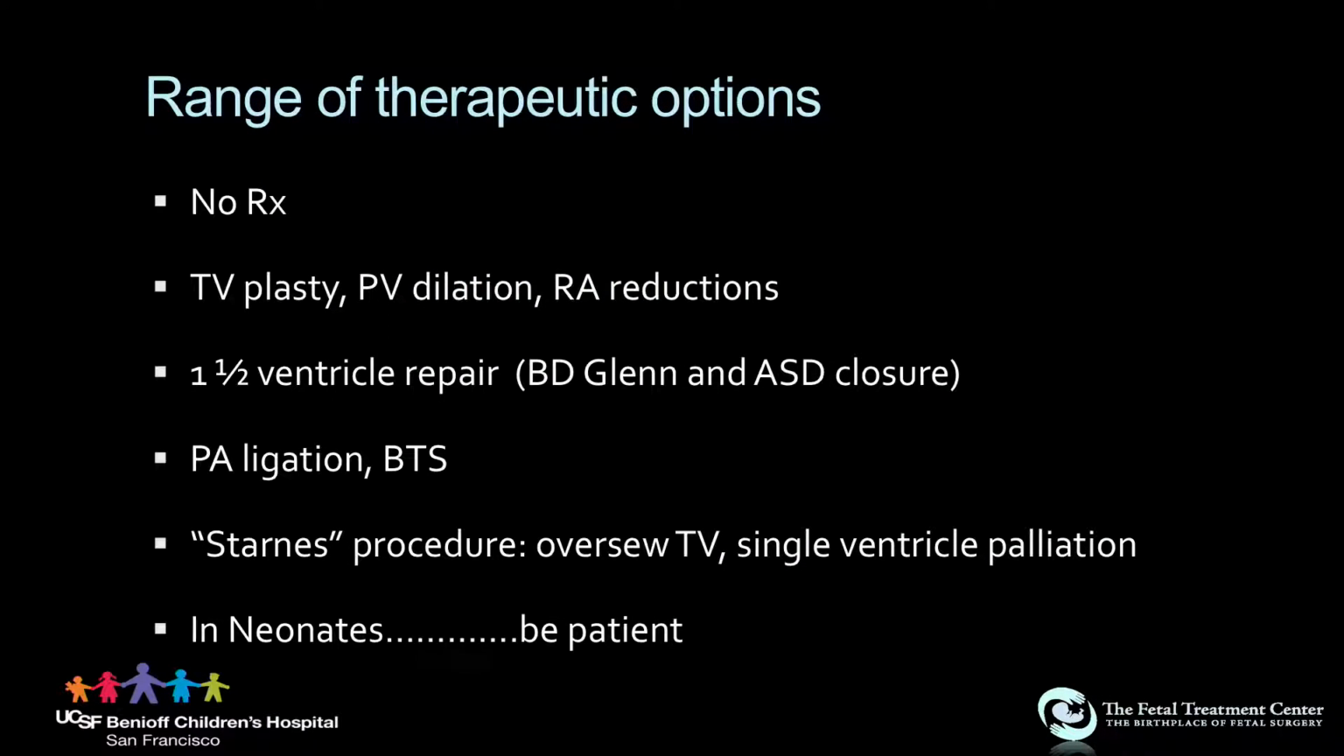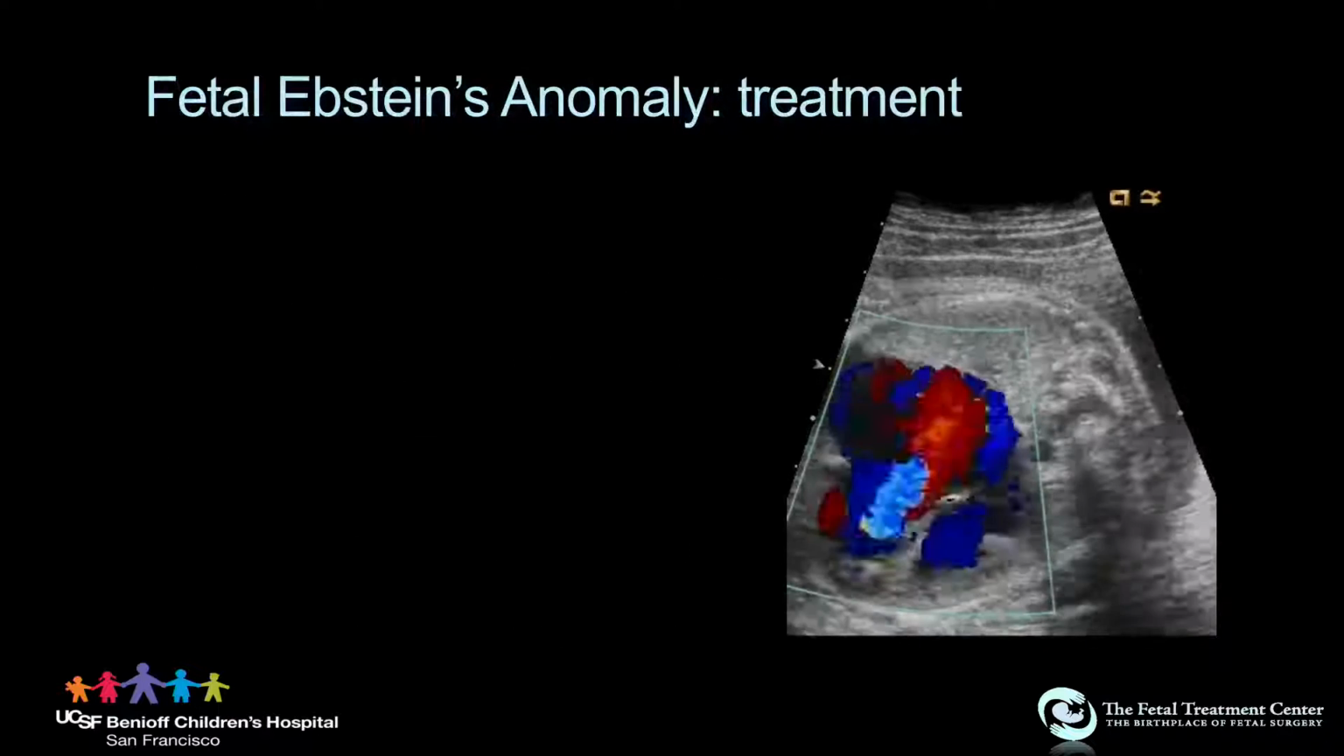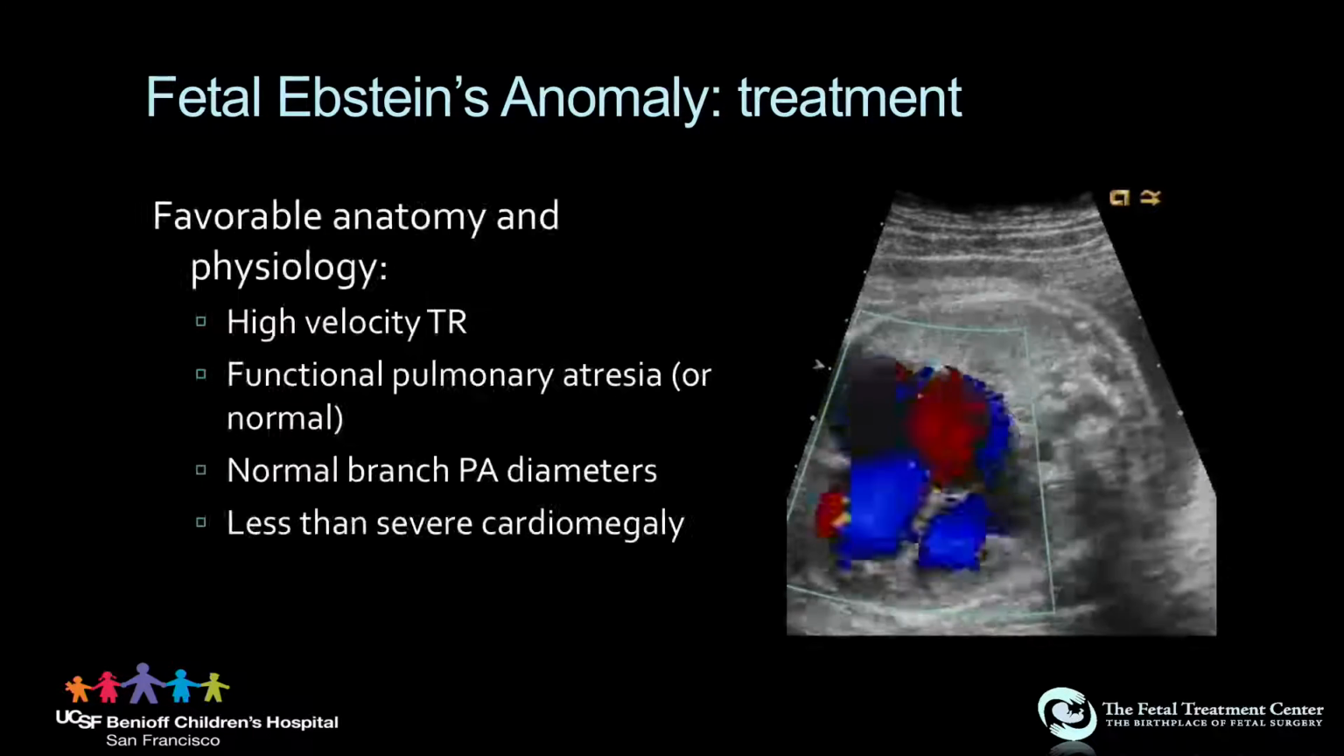As far as therapeutic options, some need no therapy, depending on the severity of the physiology. Some may need tricuspid valvuloplasty, 1.5 ventricle repair, PA ligation, BT shunt, Starnes procedure in the most severe cases where the right ventricle is completely excluded from the circulation. The best patients are those with the higher velocity tricuspid regurgitation.